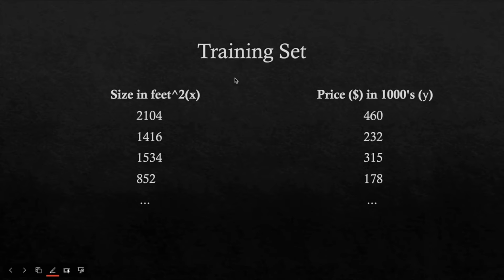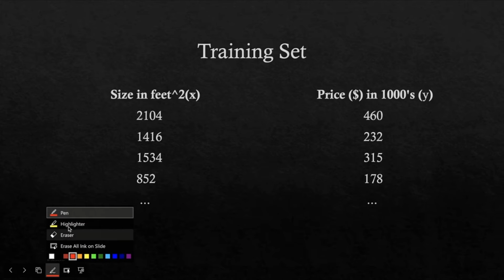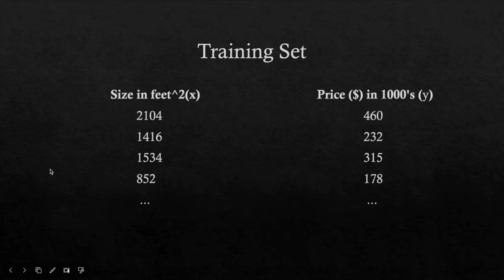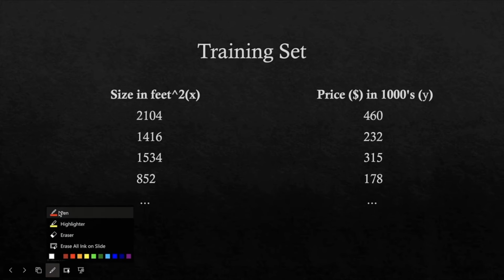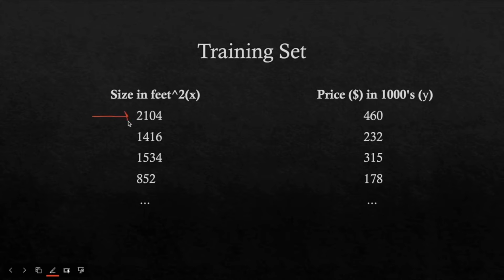So let's see, this is a training set from the previous video about some reviews. This is our size in feet square, and this is the price for a specific value. This is our input, which I will represent by x, and this is our output.